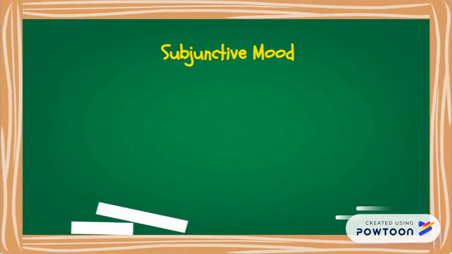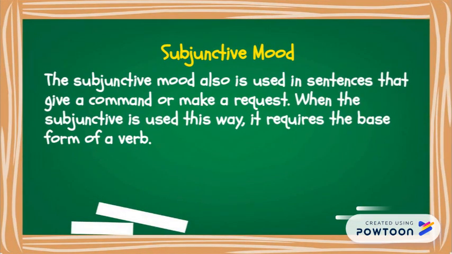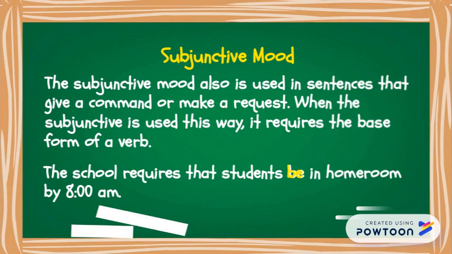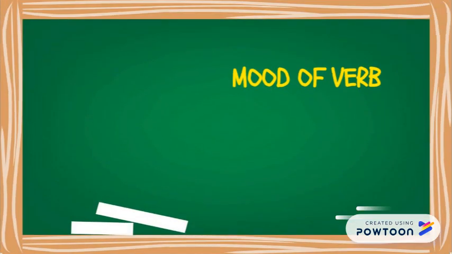More about subjunctive mood. You also use it in sentences that give a command or make a request. When you see it this way, you use the base form of the verb. Let's look at the example. The school requires that students be in homeroom by 8 a.m. Now, this is the base form of the verb be. When you see the base form in a sentence like this, you know that it's the subjunctive mood. So understanding the moods of verbs is another way to make your writing stronger and more meaningful.